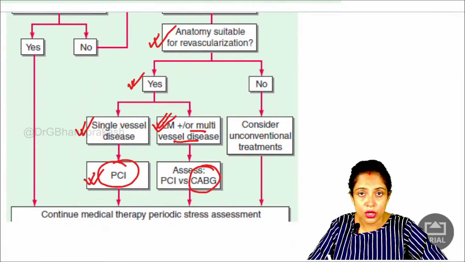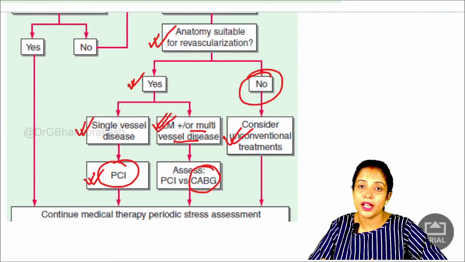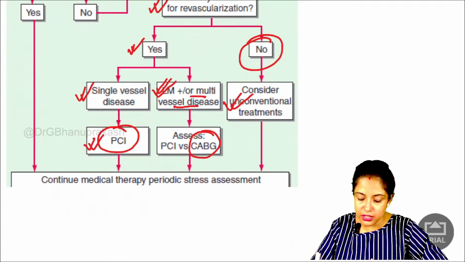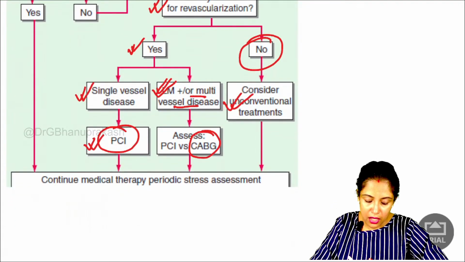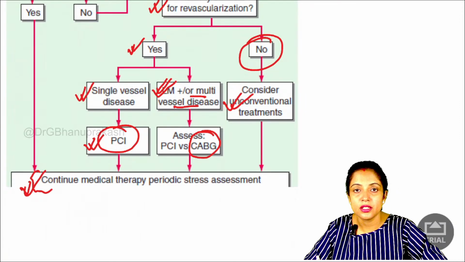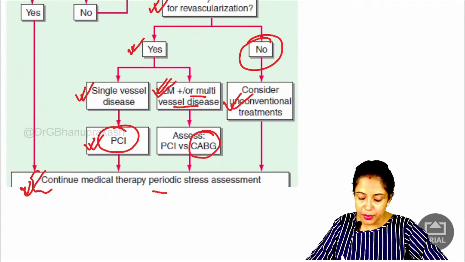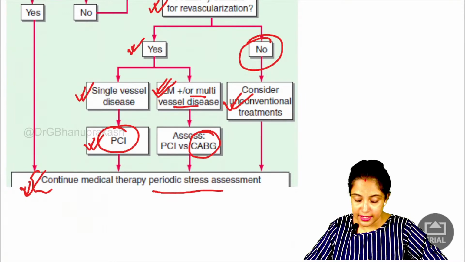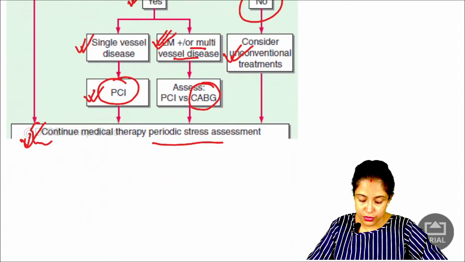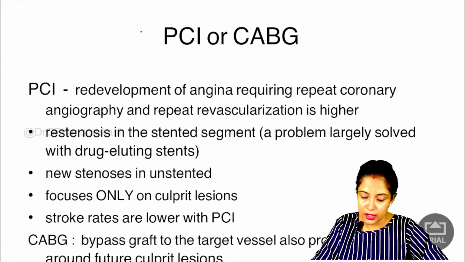If the anatomy is not suitable for revascularization, then you consider unconventional treatments; there are certain unconventional therapies which are under trial. Medical therapy should definitely be continued after PCI, and even after CABG, and the patient should be assessed periodically with stress testing.